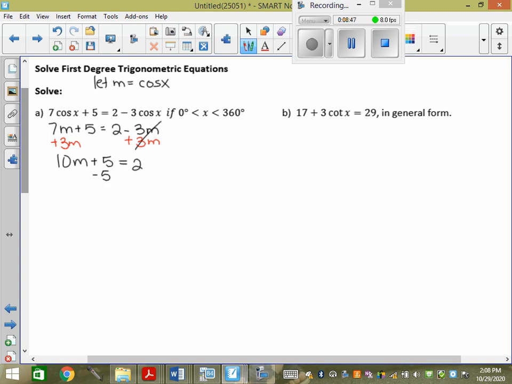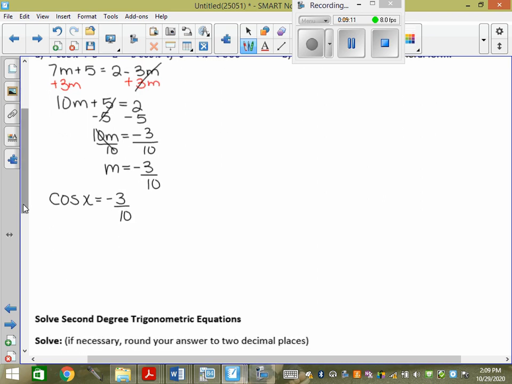Subtract 5. 10m equals negative 3. Divide by 10, and I get m equals negative 3 over 10. And then I go back to, okay, cos x equals negative 3 over 10. So I'm solving for x or for theta.